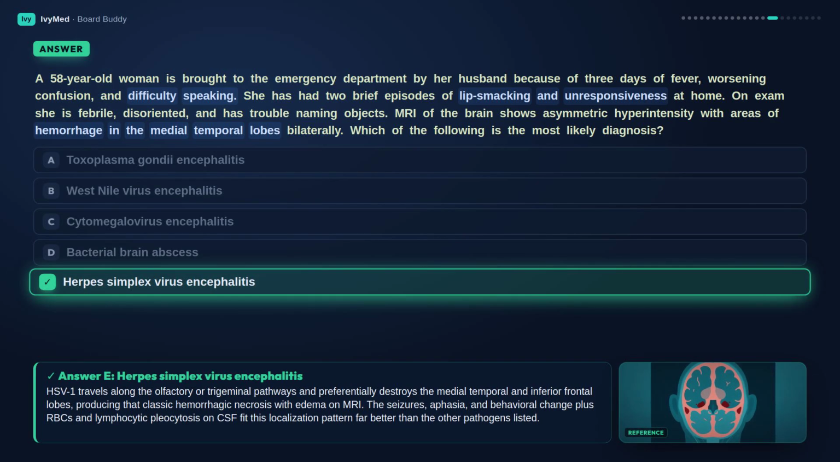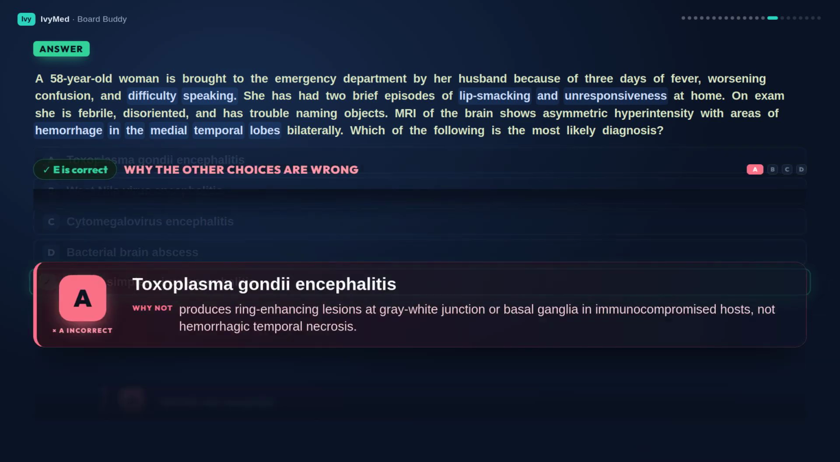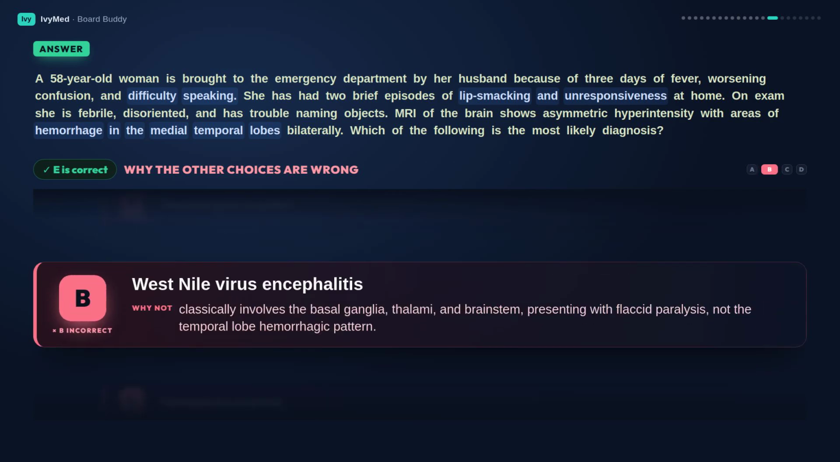HSV-1 travels along the olfactory or trigeminal pathways and preferentially destroys the medial temporal and inferior frontal lobes, producing that classic hemorrhagic necrosis with edema on MRI. The seizures, aphasia, and behavioral change, plus RBCs and lymphocytic pleocytosis on CSF, fit this localization pattern far better than the other pathogens listed. Now the others. A. Produces ring-enhancing lesions at gray-white junction or basal ganglia in immunocompromised hosts, not hemorrhagic temporal necrosis. B.